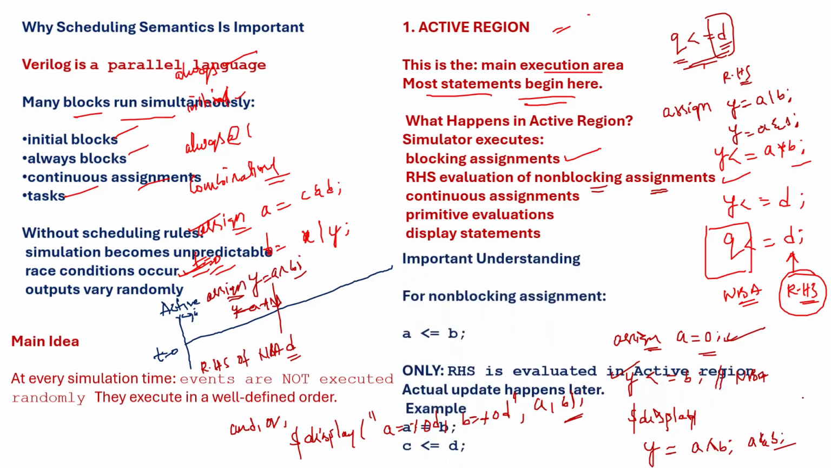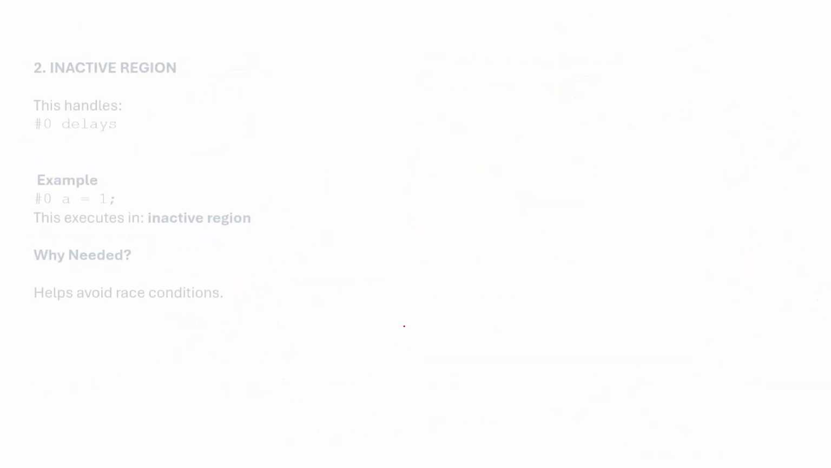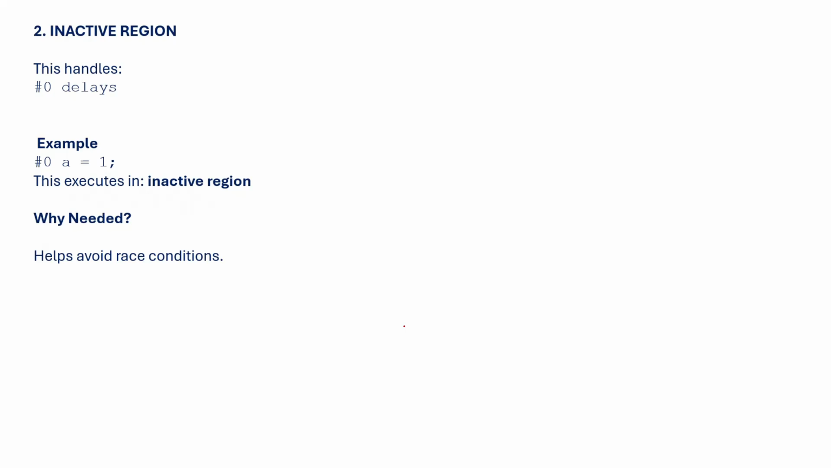See, these are the examples of what I am telling. See, a less than or equal to b. This RHS is evaluated in the active region, and then the actual output happens later. That means a is updated later. I am giving the input to you, and then your output is assigned immediately or it will take some time. It's your wish, wait some time for that.